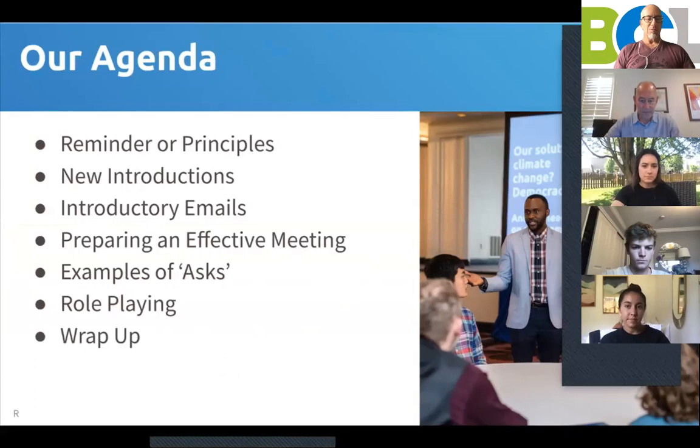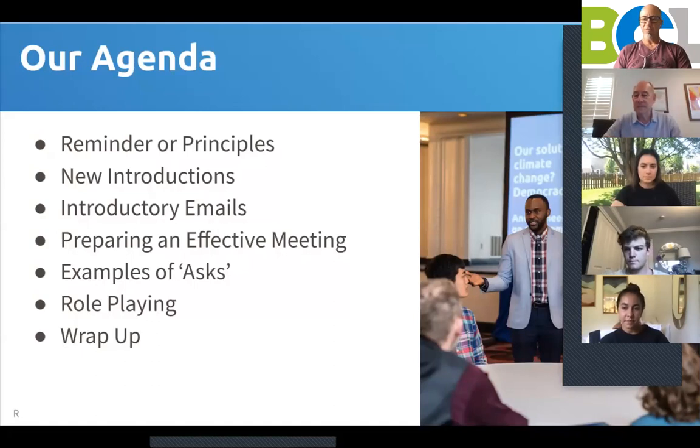So today, we're going to quickly go over a reminder of principles. Introduce anybody who is here for the first time. Talk about our emails that hopefully you've had a chance to start drafting or thinking about, and hopefully there will be a few of you willing to share. Start talking about what an effective meeting would look like when we get to the point of meeting with executives and what we would be asking of them. And then we'll do our role play and wrap things up.